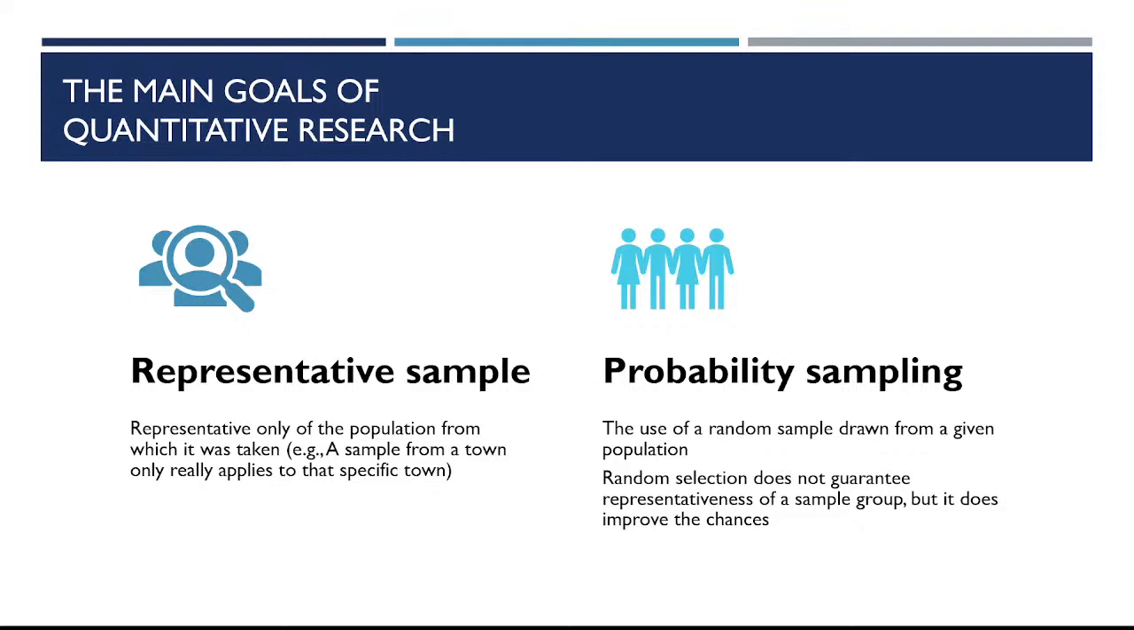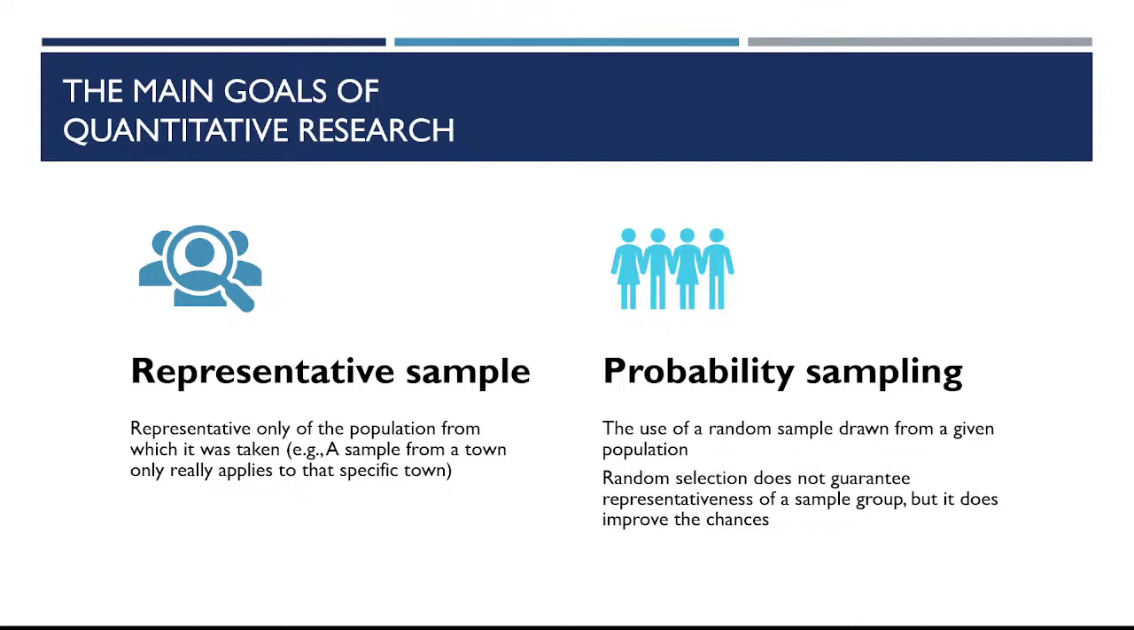All right, representative sample. It's representative only of the population from which it was taken. A sample from a town only applies to that town. If you were doing a survey of university students, that only applies to university students. Edmonton, you can only generalize for Edmonton. Do a national poll, you can generalize for all Canadians, all that jazz.